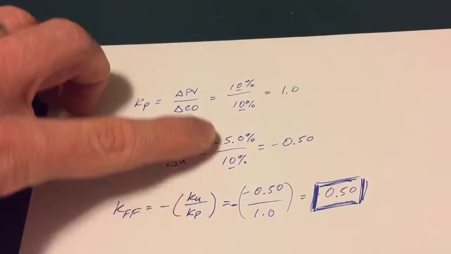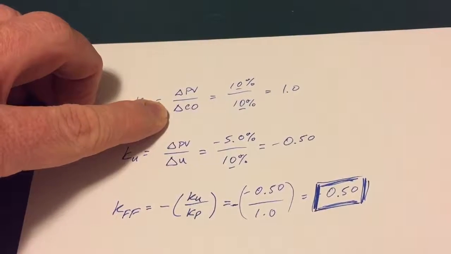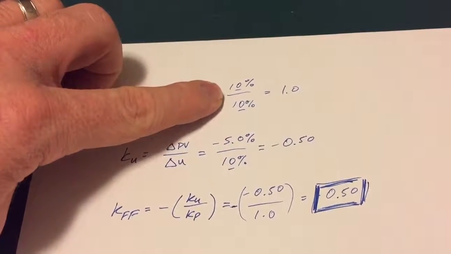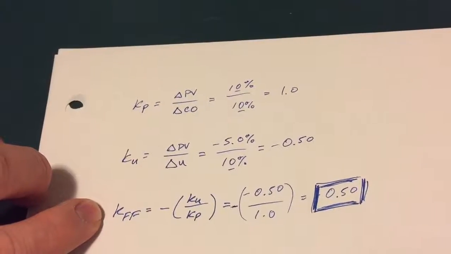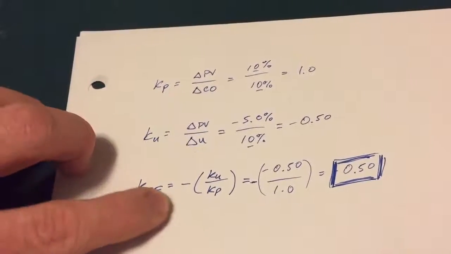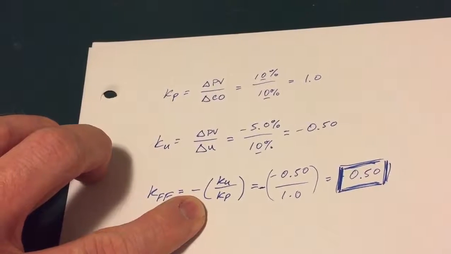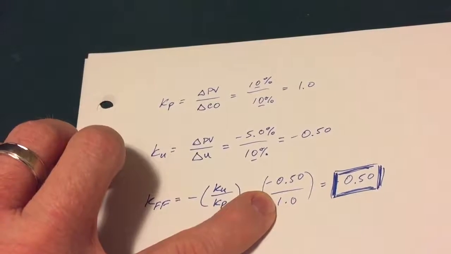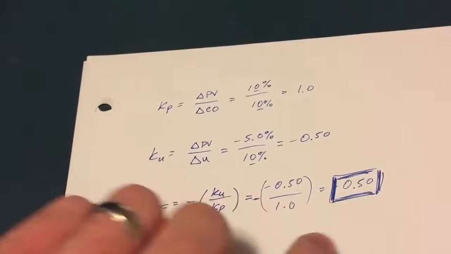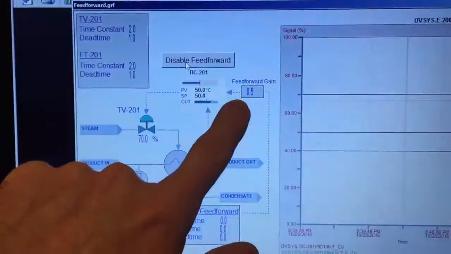We made a 10% change in both of these, a positive 10% change in the disturbance and in the controller output signal. We saw a 10% change here and a minus 5% change here. That gives us these two values. And then to figure out our feedforward gain, we used the gain of the disturbance over the gain of the process, and that is going to be a negative value. Negative, negative, and a negative cancel out to be a positive. We have 0.05 for our feedforward gain. So that 0.05 is entered in here.